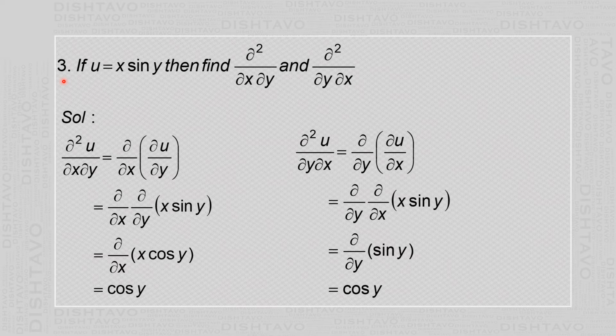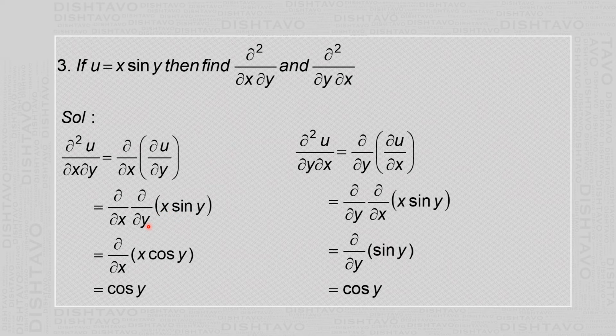Let us take a third example. You are given a function u equal to x sin y. We find here ∂²u/∂x∂y and ∂²u/∂y∂x. So first let us find out ∂²u/∂x∂y. First you have to differentiate u with respect to y, and then you have to differentiate the resulting quantity partially with respect to x.